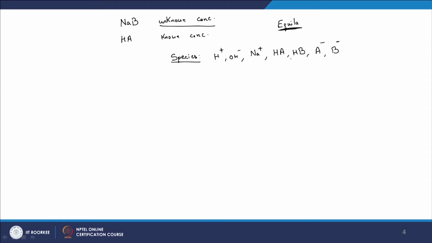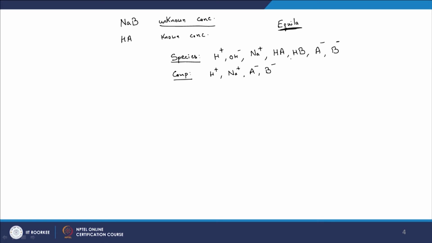So in general, we obviously need to identify the species. Species are those compounds which we know at this stage are at equilibrium in your particular solution, and what will they be? They will obviously be H plus and OH minus, right, and what else? You will have Na plus due to the relevant salt, and then you will have the protonated forms of the acid and the base, and you will also have the deprotonated forms A minus and B minus, right. And from our prior knowledge, we know we need to choose components, and they obviously are going to be H plus and what else please? Na plus and A minus and B minus, right.